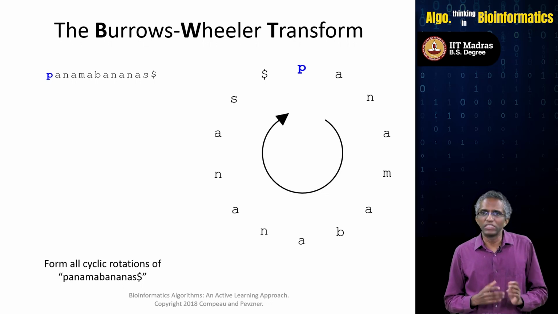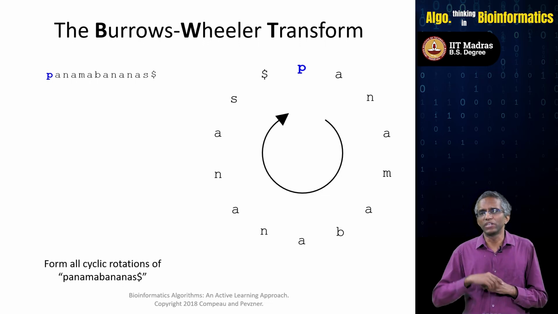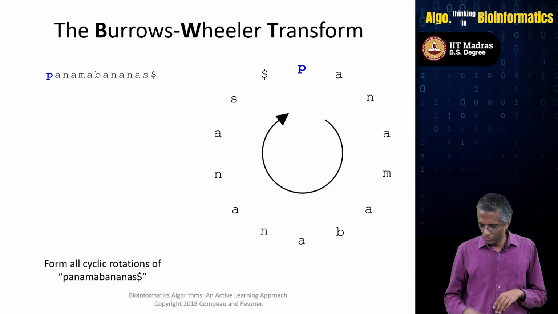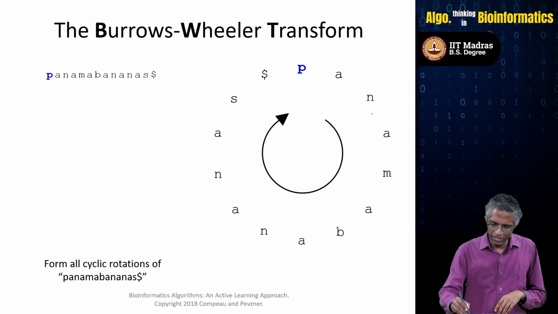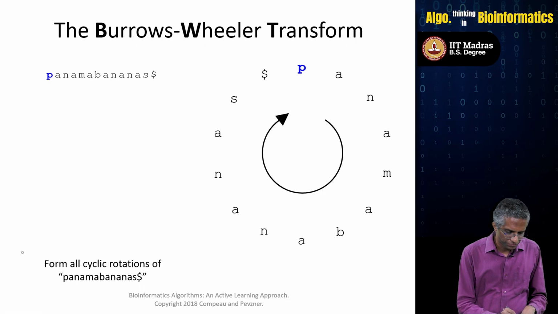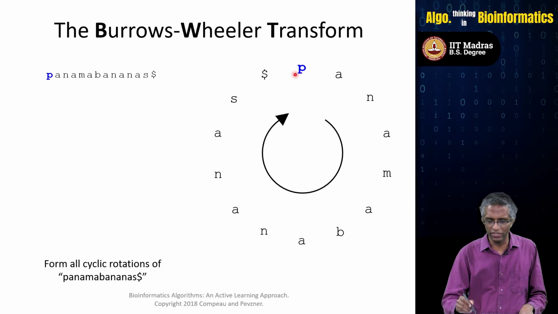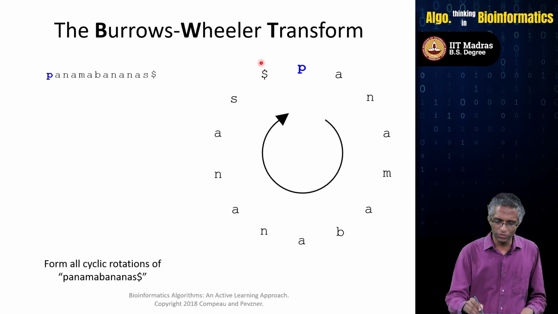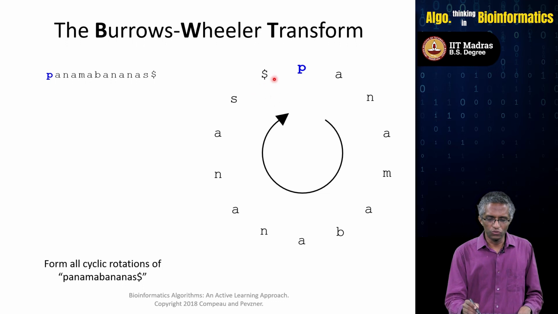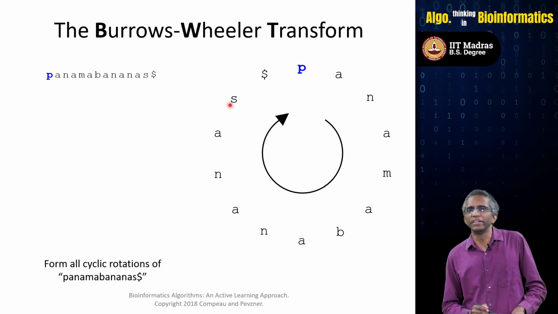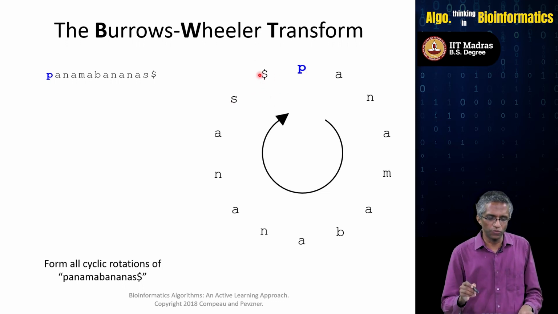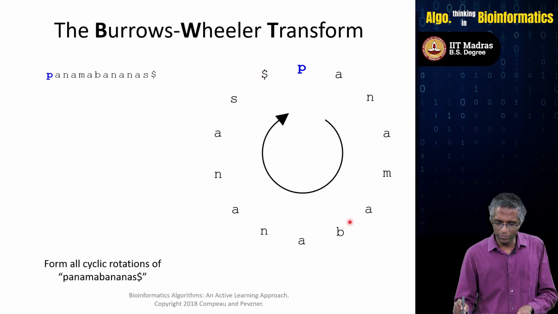And the way to understand that is the following. You have your genome, Panama bananas, and you convert it into a cyclic string. So you have PANA, MA, BANA, NAS dollar, written as a cyclic string, and you also now see why we need this dollar: to know where the starting letter is and where the ending letter is. So this dollar is quite helpful for that. So we have Panama bananas, and then we have this cyclic string.